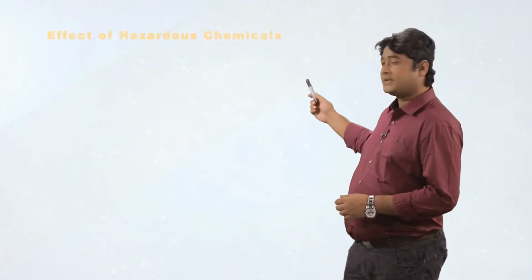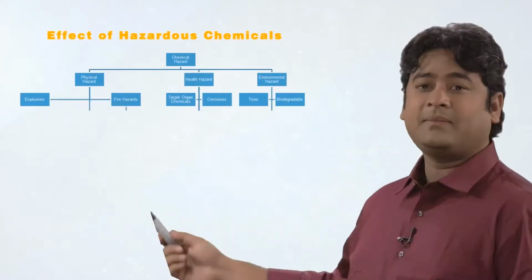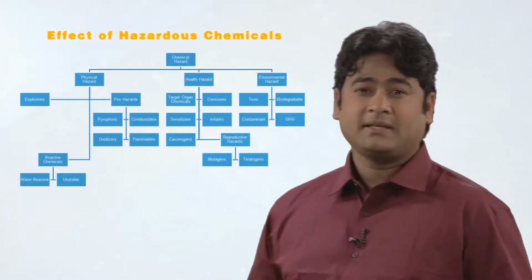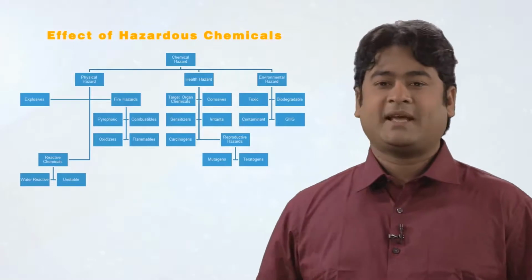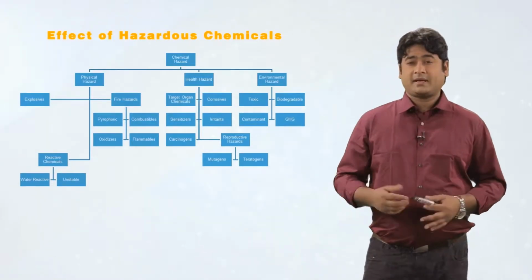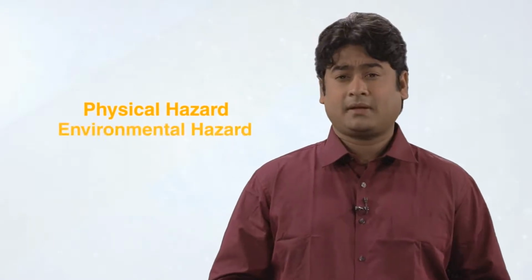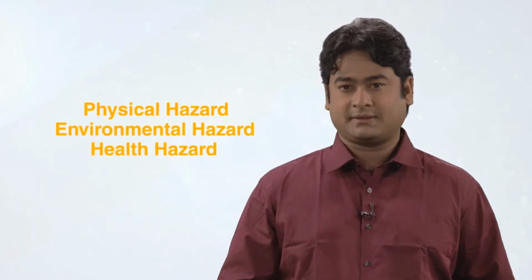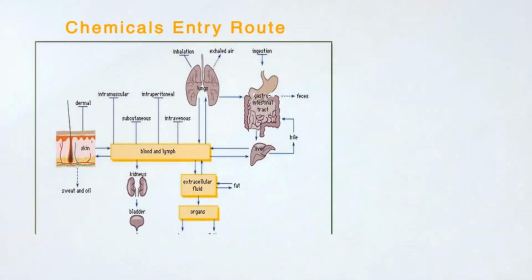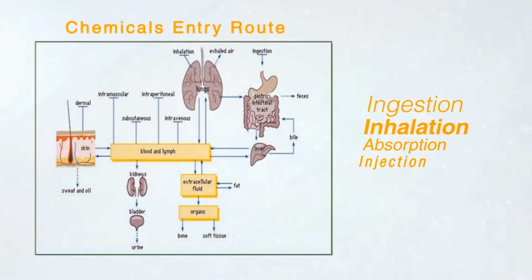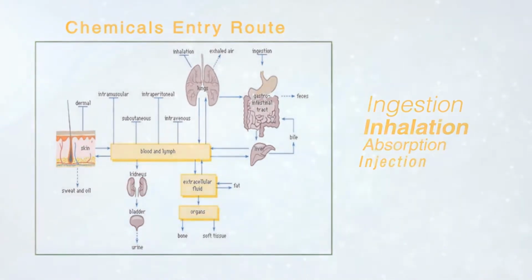As you can see from this chart, there are so many ways a chemical can cause an effect to our body, to the workplace, and also to the environment. The chemical hazard can be classified into three different categories: physical hazards of chemicals, environmental hazards, and health hazards. There are four different ways chemicals can enter our body: ingestion, inhalation, absorption, and injection. Among those, inhalation is the main cause of chemical entry into our body.